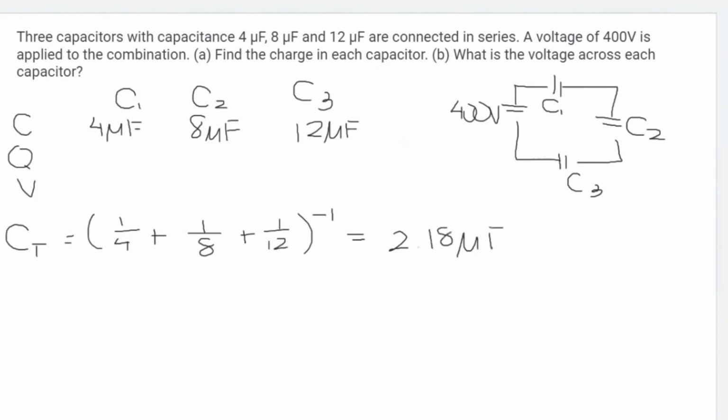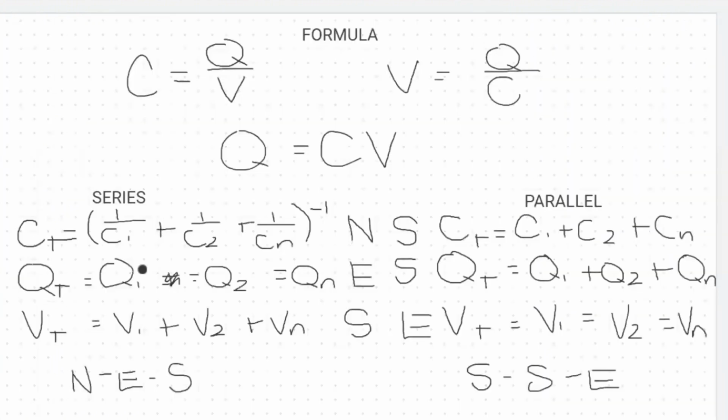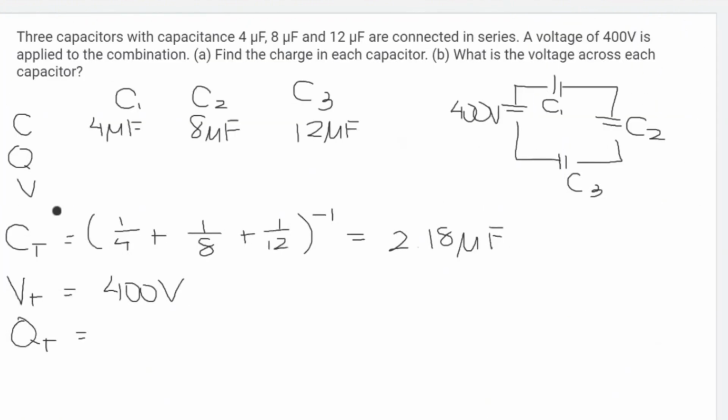And this is equal to 2.18 microfarad. So now that we have our total capacitance, we need to find our total voltage. But our total voltage is always equal to the given. And since our given is 400 volts, this is already our total voltage. Now we have our C, we have our V. Now we're looking for Q. And what did we learn from total charge in series? Going back, our total charge in series is equal. So that means if you find our total charge here, all of the charges in each capacitor is equal.